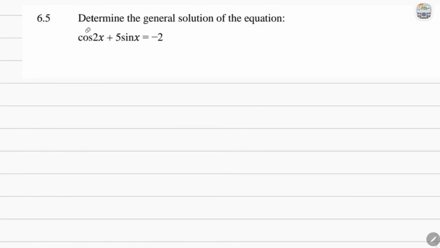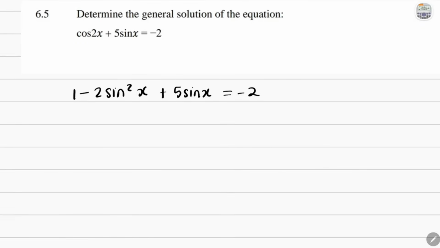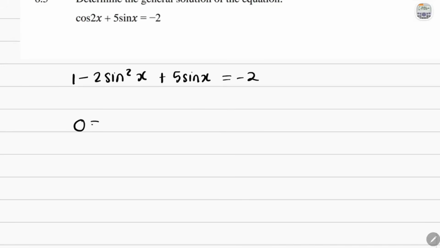So I'm going to go ahead and change this cos 2x to the identity 1 minus 2 sine squared x. And then we have plus 5 sine x is equal to negative 2. You can't just bring this 2 over, it's fine. But okay, let's just see. So I'll just leave it equal to negative 2 and I'll just take everything over there. So we'll have 0 is equal to positive 2 sine squared x. And then this will become a negative 5 sine x. And then this is minus 2.